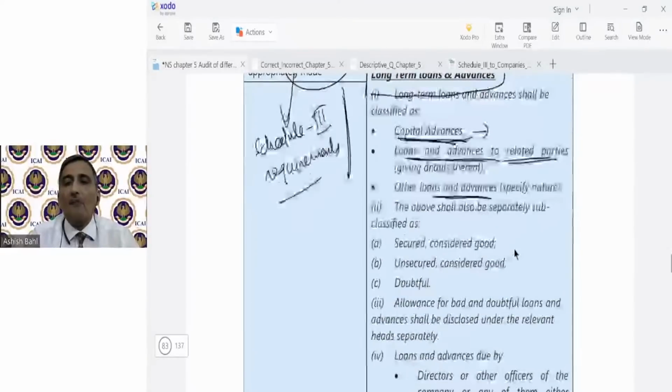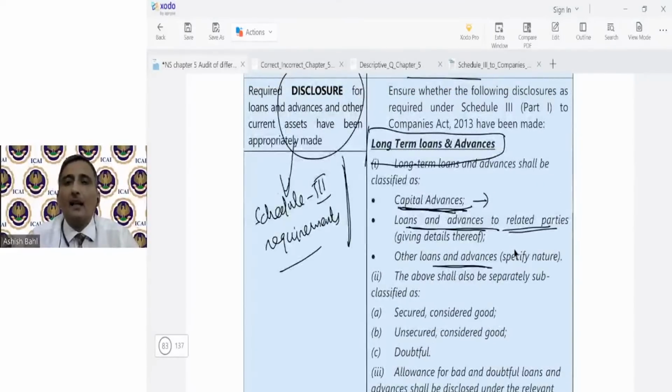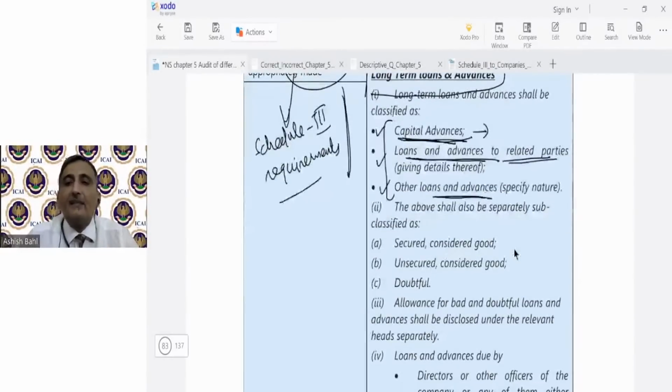So the above, three types of classifications are there for long-term loans and advances: capital advances, loans and advances to related parties, and loans and advances to others. Now the above loans and advances shall be further classified as secured considered good, unsecured considered good, and doubtful.